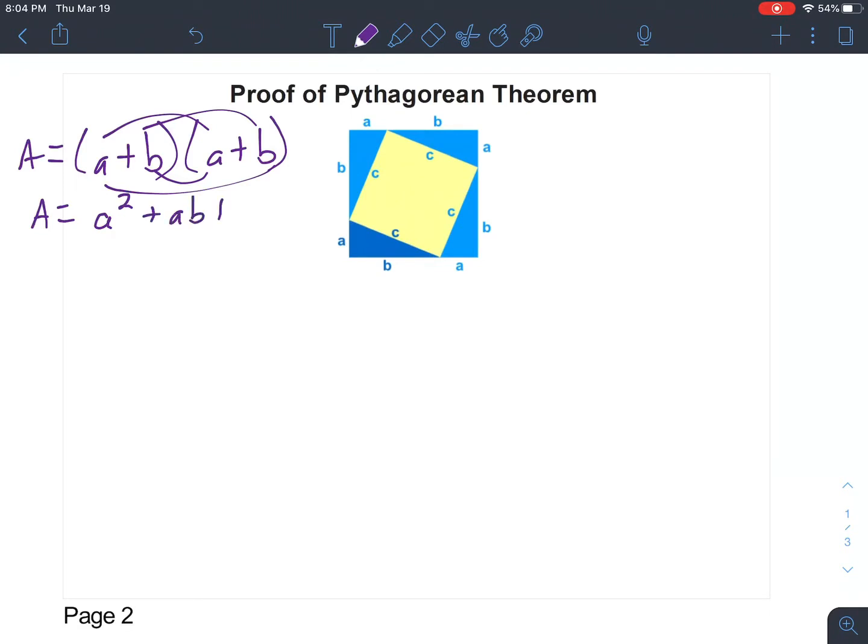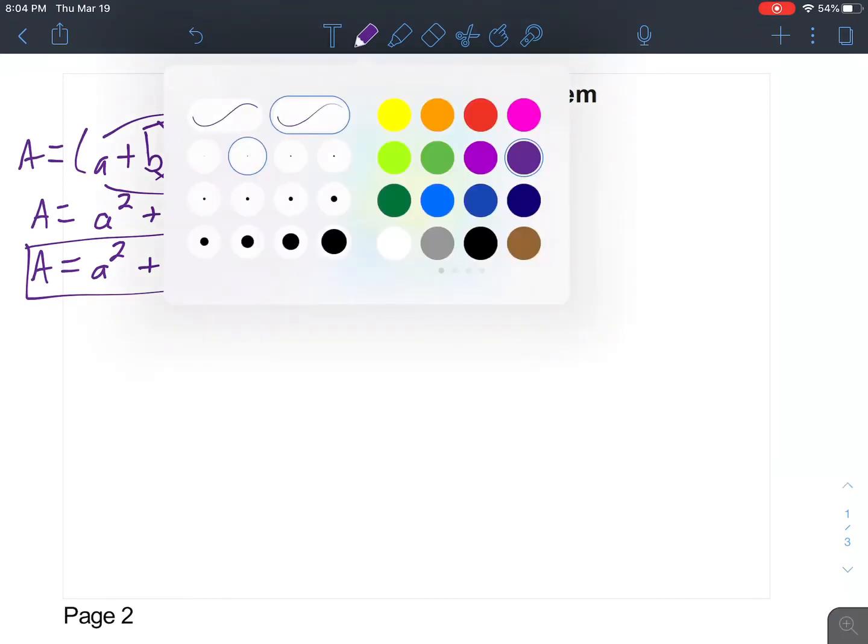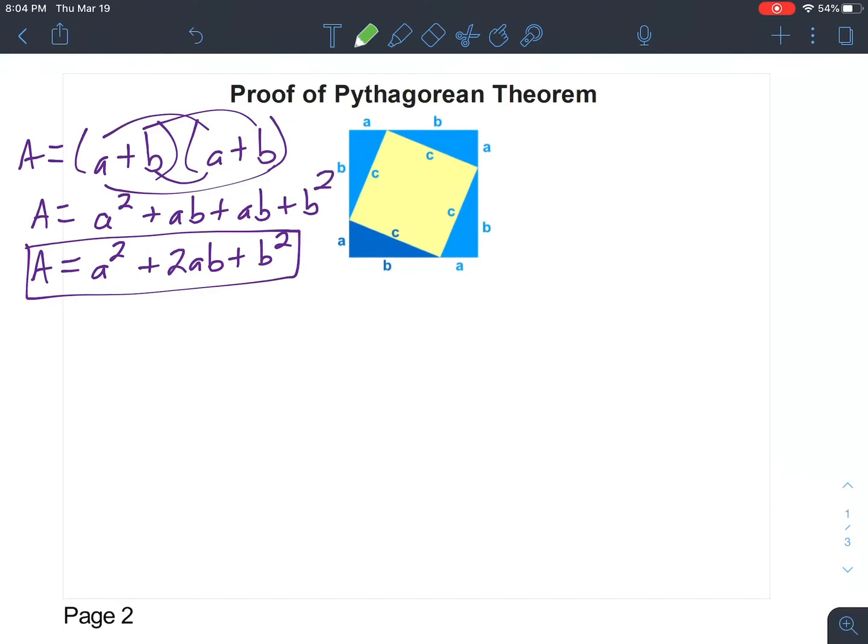Anyway, we're going to FOIL this out. So we're going to get a squared plus ab plus ab plus b squared. And if we simplify that, we're going to get a squared plus 2ab plus b squared. So there is our first way to represent the area of the big square.